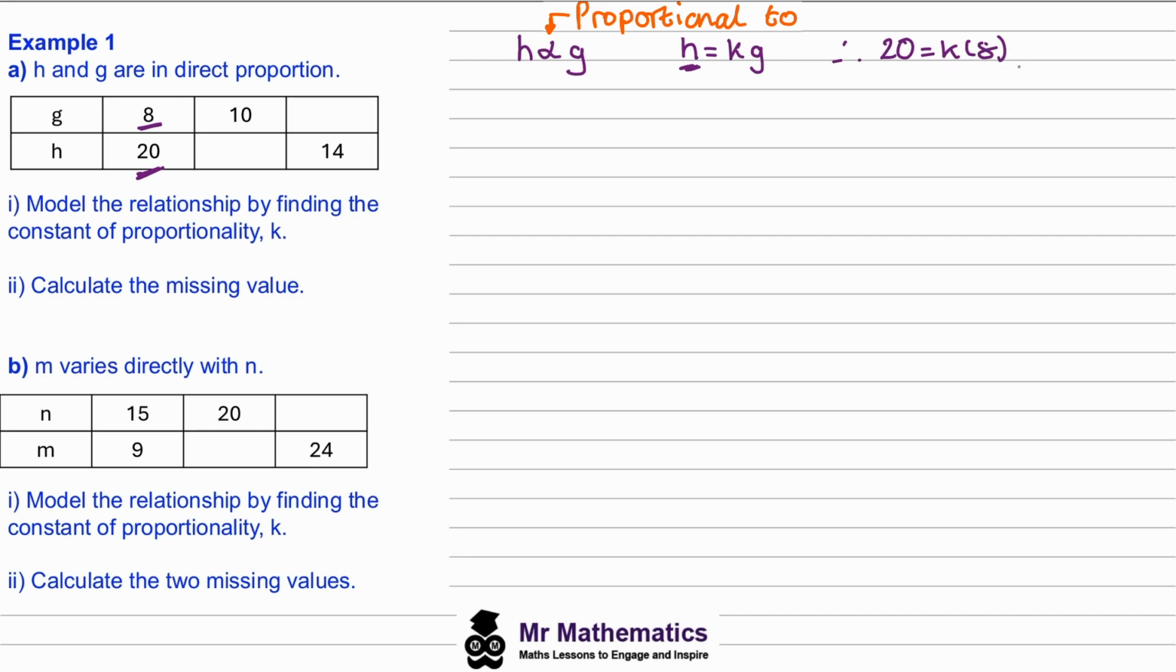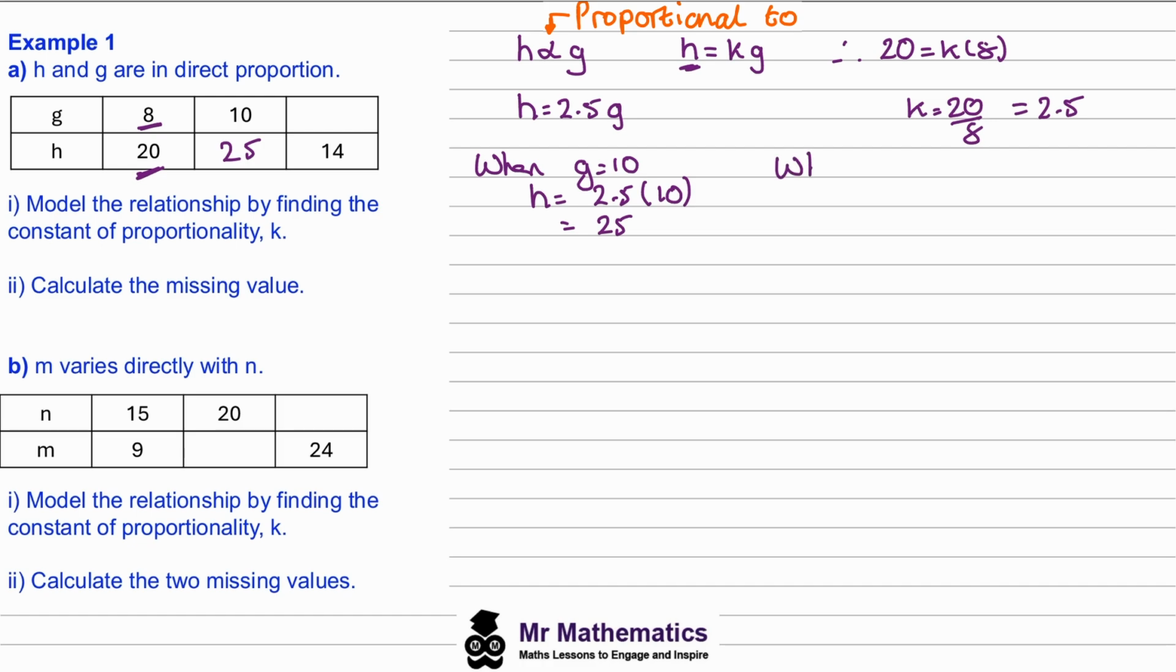And now we can work out k by dividing both sides by the 8. So k will be 20 divided by 8. k will be 2.5. So our model is h is 2.5, which is this value of k, multiplied by g. And now we can use this model to work out this value of h and this value of g. So when g equals 10, h will be 2.5 multiplied by that value of g, so multiplied by 10. So h will be 25.